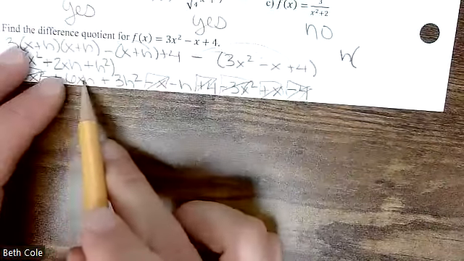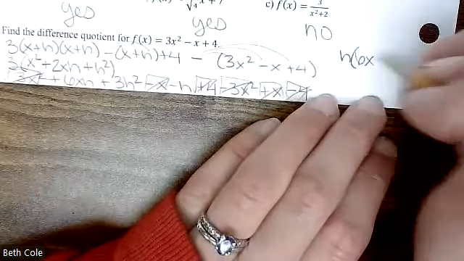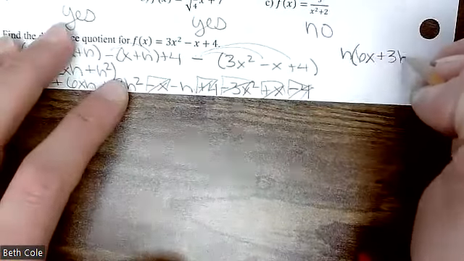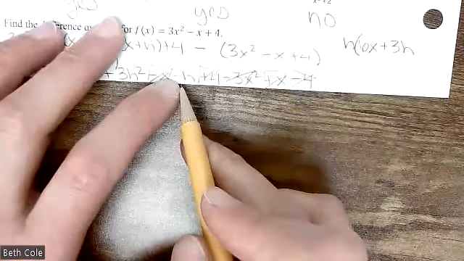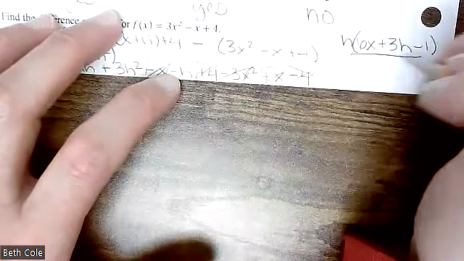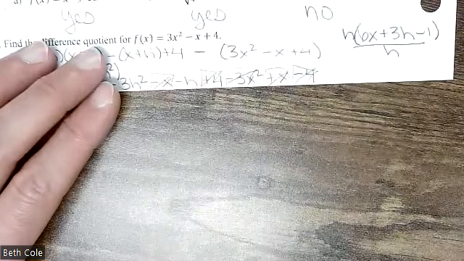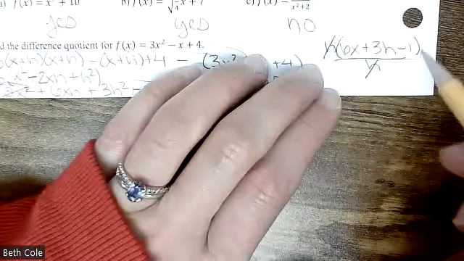When you factor out the h, you'd be left with 6x and then what? Plus 3h. This is really tricky. Good. Minus 1. And if you weren't writing over h, there's where you bring it back. And the reason why is those cancel. And then this is your final answer.